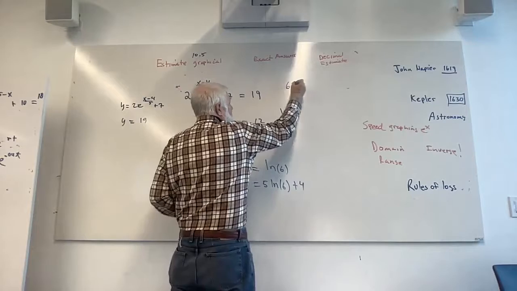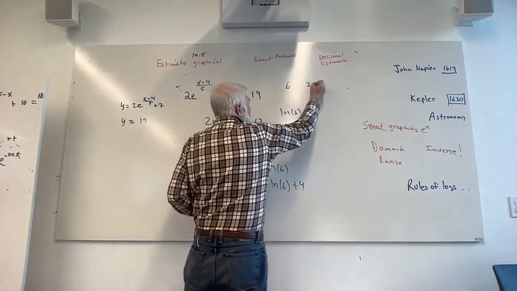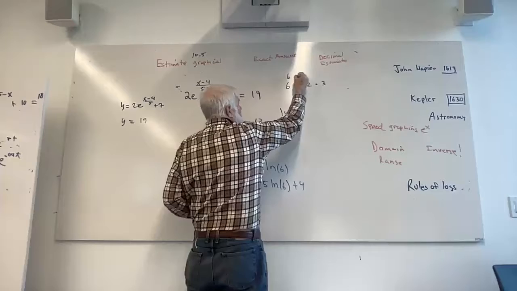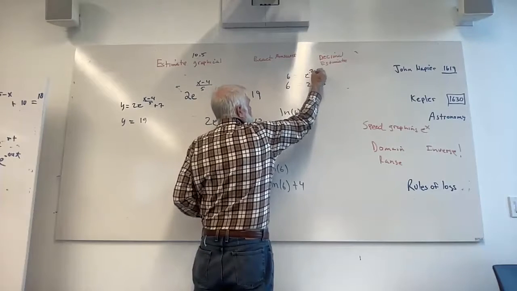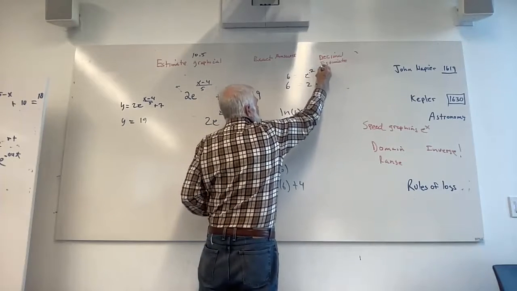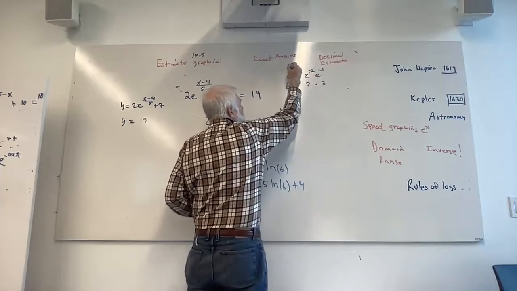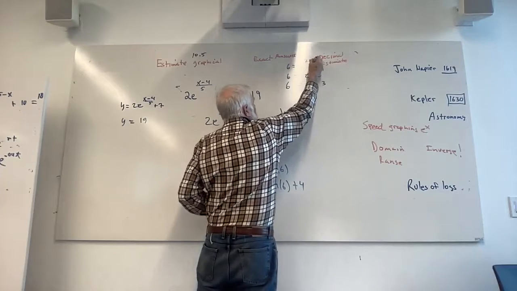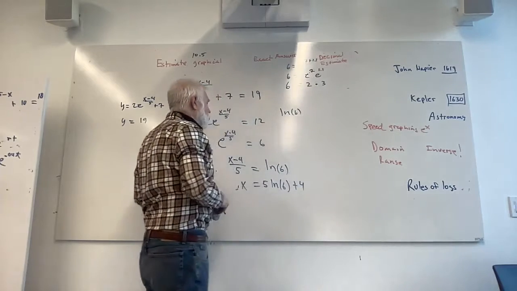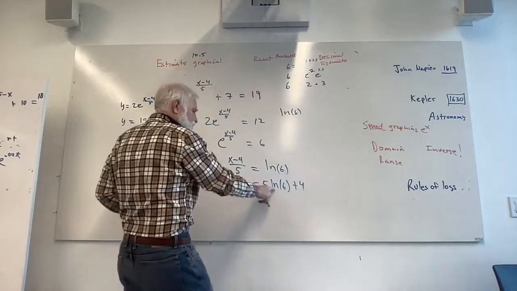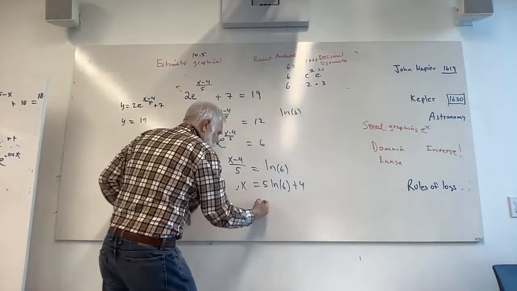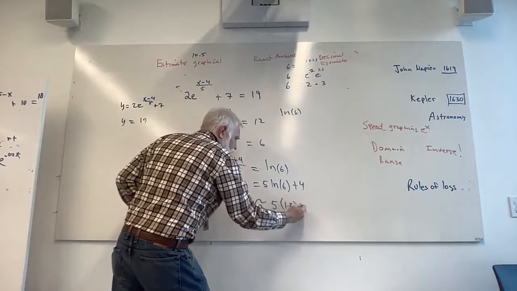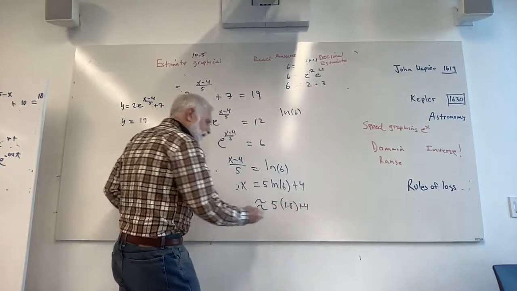Well, we said 6 is equal to 2 times 3. We said 2 is approximately e to the 0.7. 3 is approximately e to the 1.1. It looks like 6 is equal to e to the 0.7 plus 1.1, which is 1.8. So this is 1.8 approximately. 5 times 1.8 plus 4 is 9 plus 4.